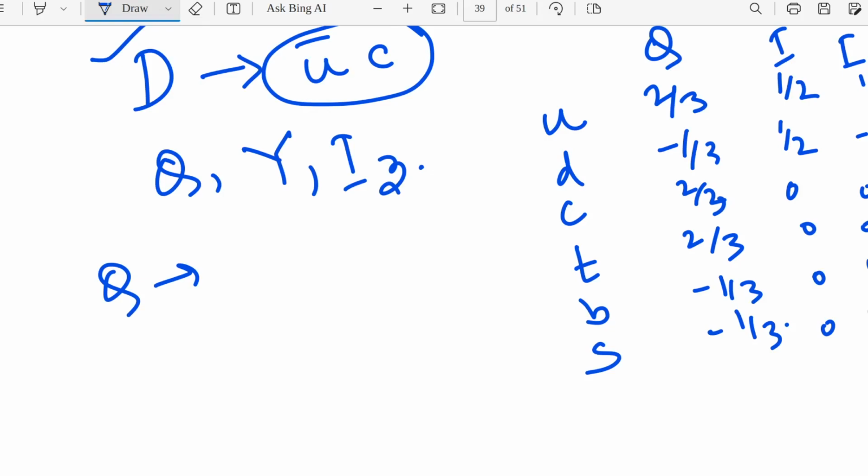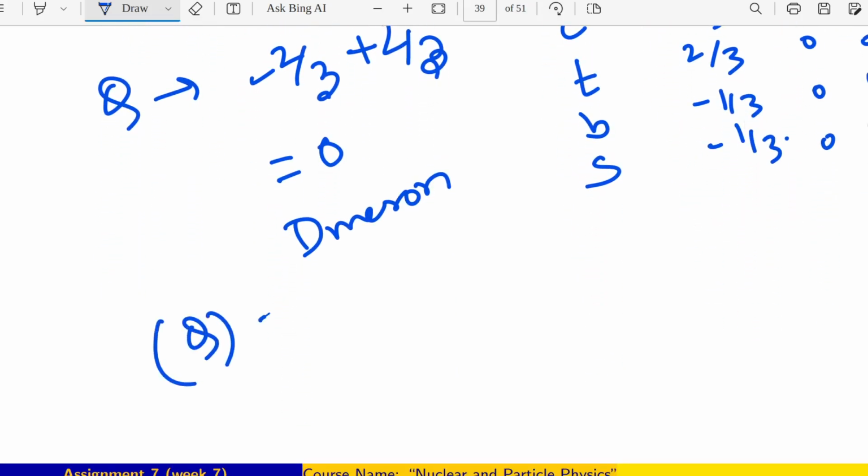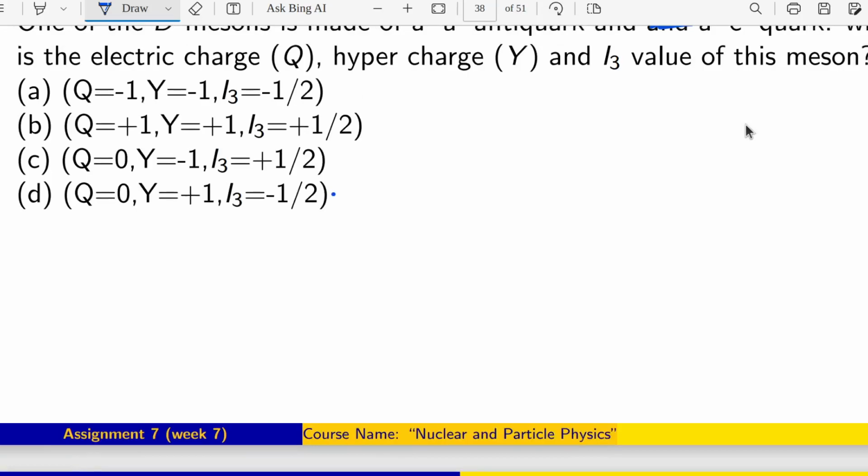Okay. Now at the very first we have to calculate the U bar charge. What is the U bar charge? If the U charge is 2 by 3, then the U bar charge will be minus 2 by 3. Now C is 2 by 3, so plus 2 by 3. Then what will be the answer for that? 0. So for that D meson, the Q value will be 0. So first of all, we get the value of Q here. Now coming to the I3 value.